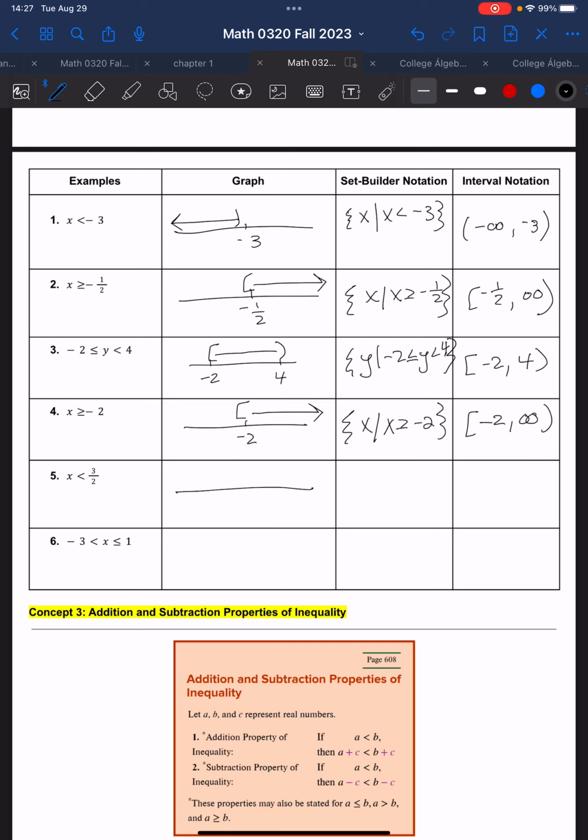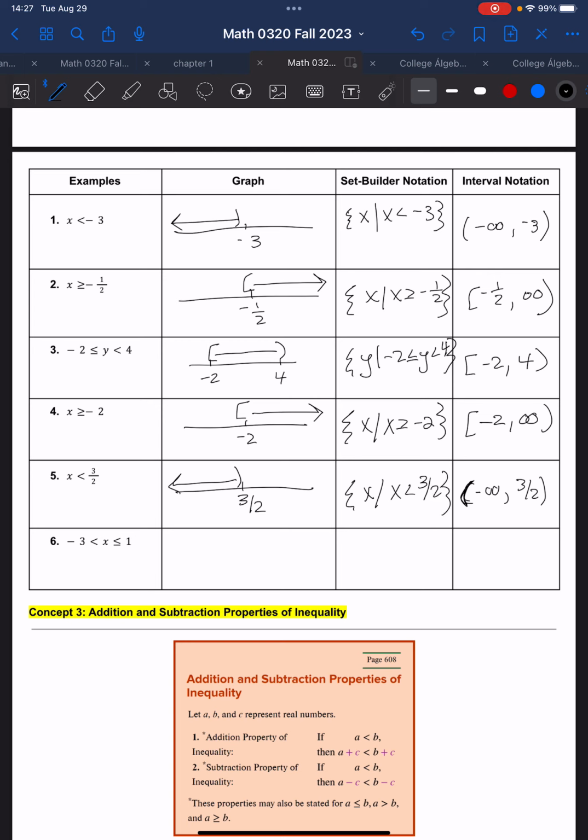Okay, number 5, draw my graph. Place my number 3/2. X is less than 3/2, so I'm going to go in the left direction. And I'm going to use a parenthesis since it does not have an equal sign. So then writing my interval notation, reading this from left to right, notice the left side has that arrow, so that indicates -infinity to 3/2 with another parenthesis. Note these are parentheses because we did not have that equal sign in there. And then our set builder notation, we have x such that x is less than 3/2.